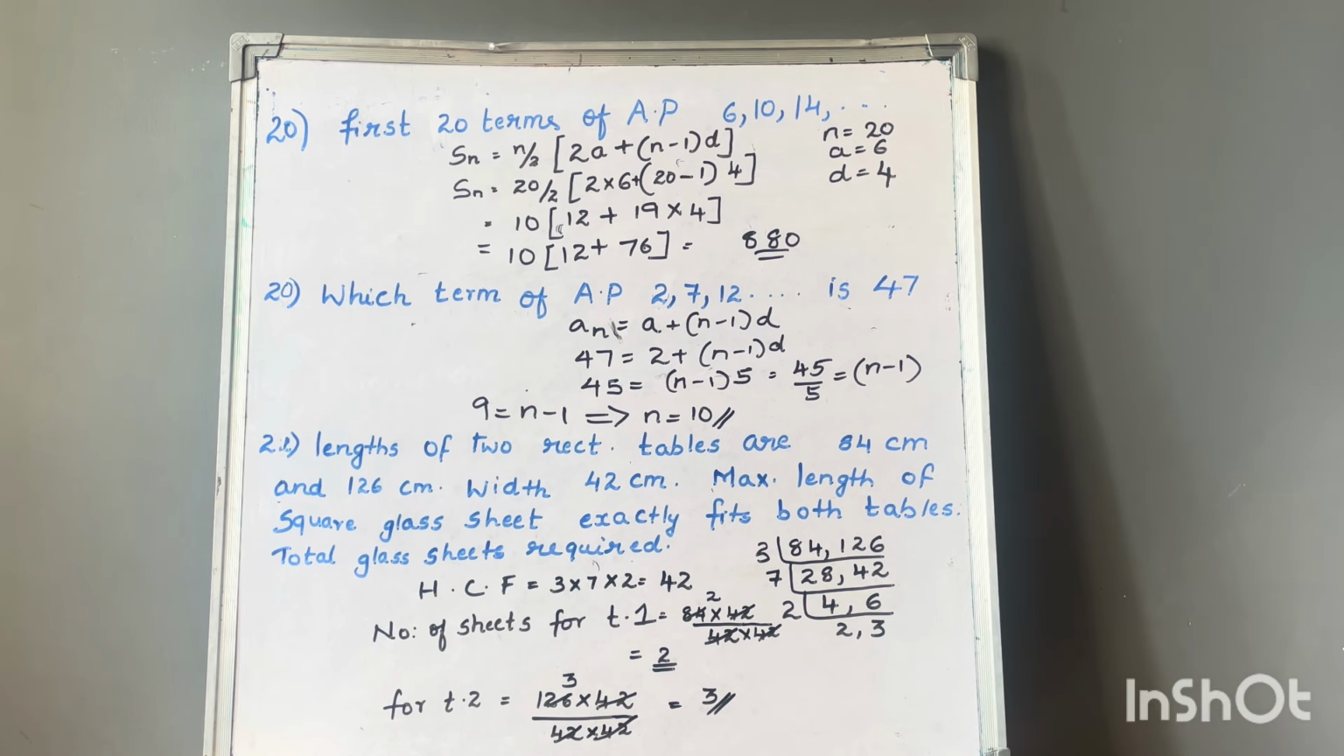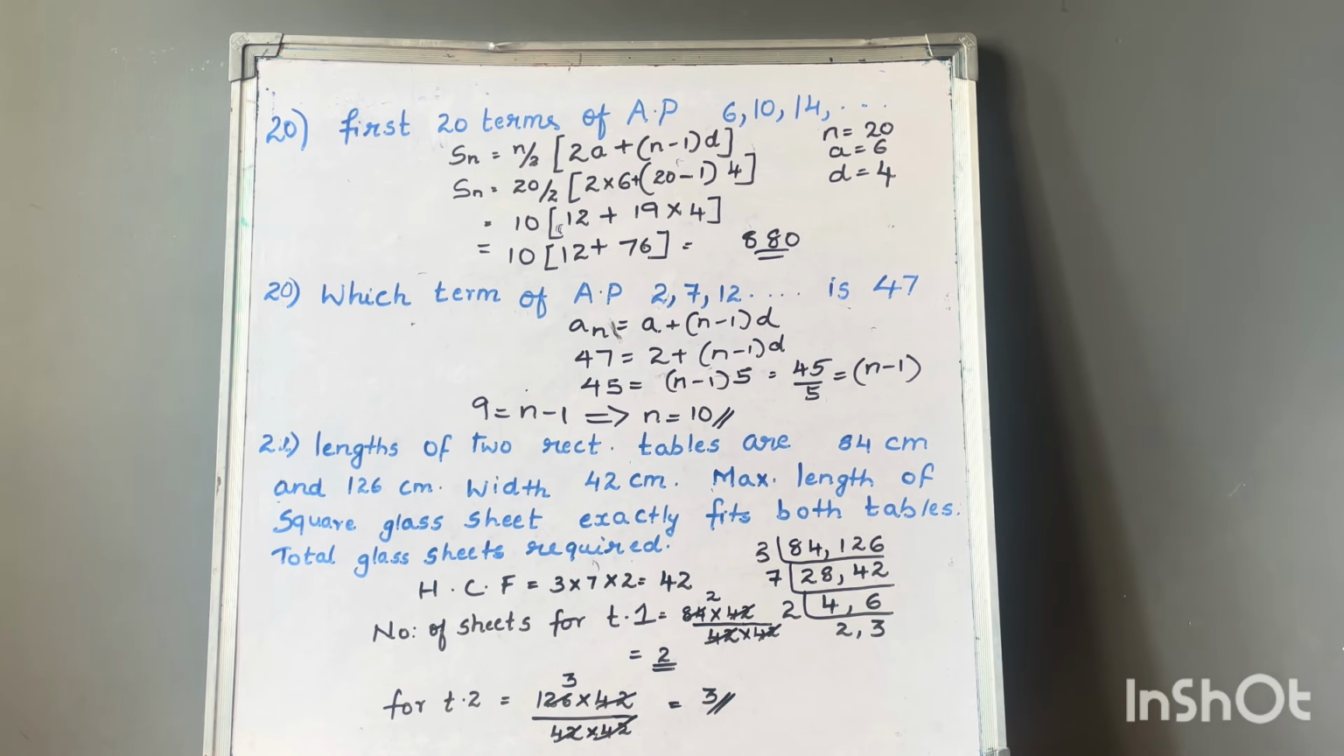Now we move on to the 21st question. The lengths of two rectangular tables are 84 cm and 126 cm. Their common width is 42 cm. The maximum length of a square glass sheet which exactly fits both the tables is required. So the total glass sheets required should be calculated.